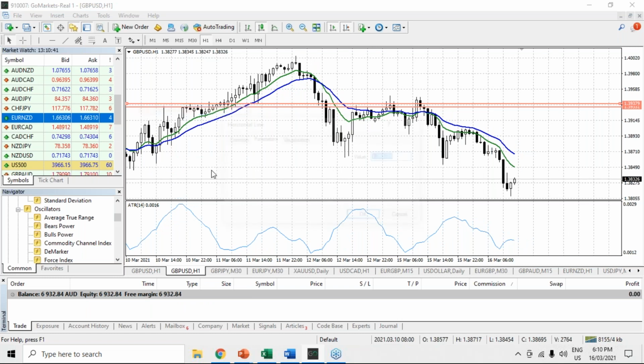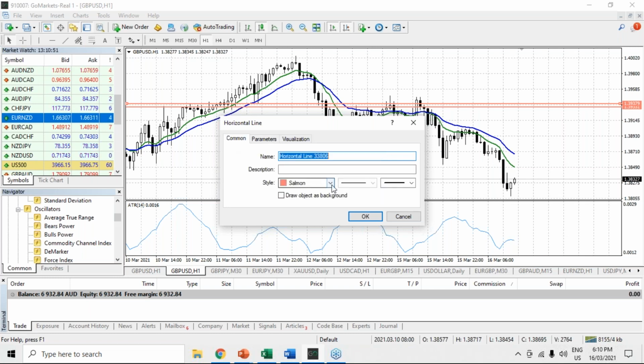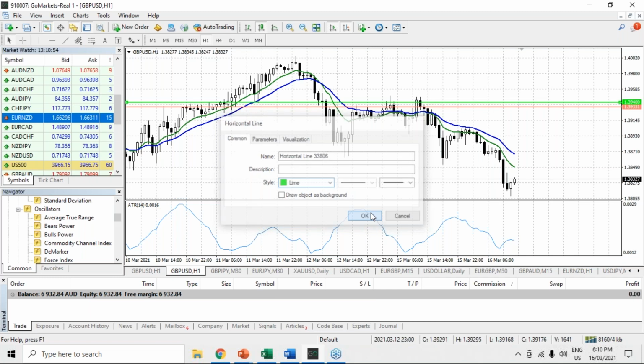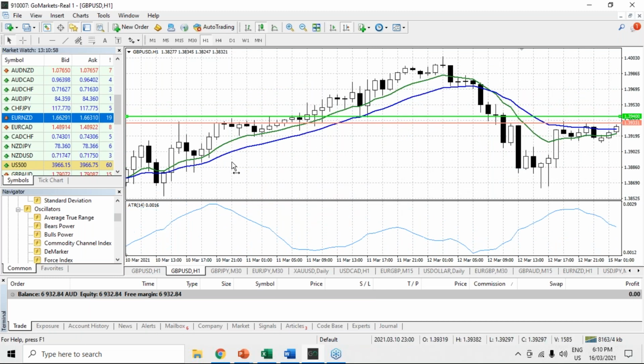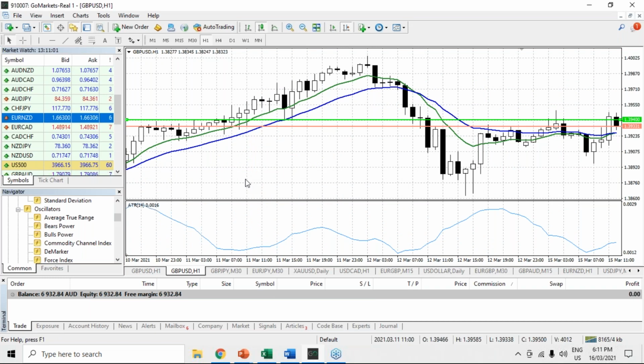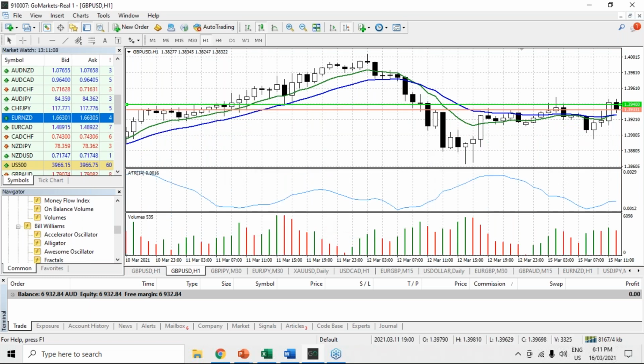Okay, so we say 139.40. I'll make this green so you can see it. We'll take the scroll off and we're going to zoom in. Okay, so again, you can see that. So that's our level there, okay? Now, volume. I'm going to put some volume on it. There we go. There's some volume on it.